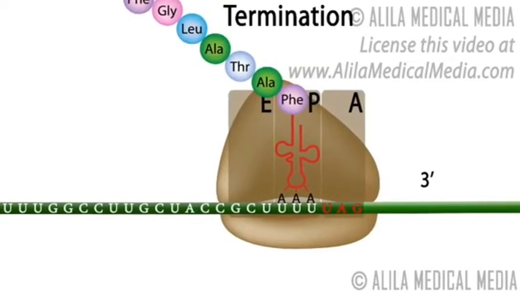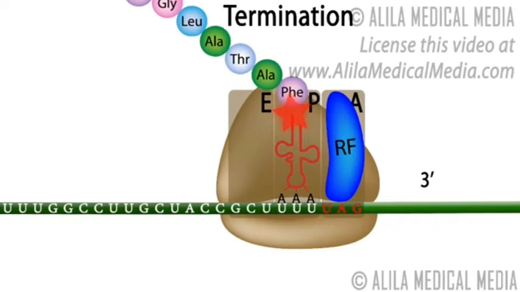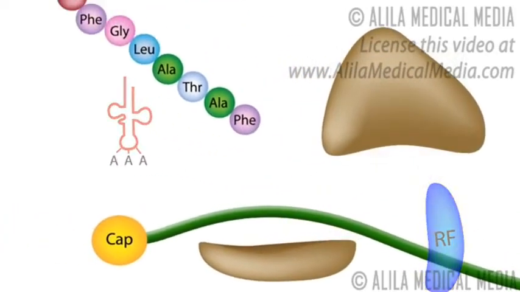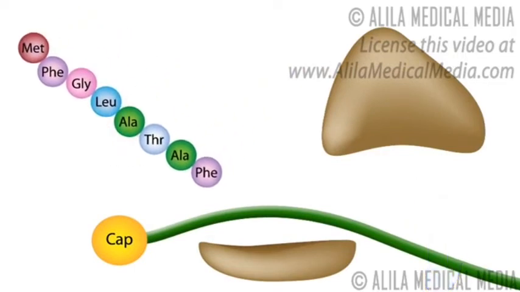Termination. Termination happens when one of the 3 stop codons is positioned in the A site. No tRNA can fit in the A site at that point as there are no tRNA that match that sequence. Instead, these codons are recognized by a protein, a release factor. Binding of the release factor catalyzes the cleavage of the bond between the polypeptide and the tRNA. The polypeptide is released from the ribosome. The ribosome is dissociated into subunits and is ready for a new round of translation.